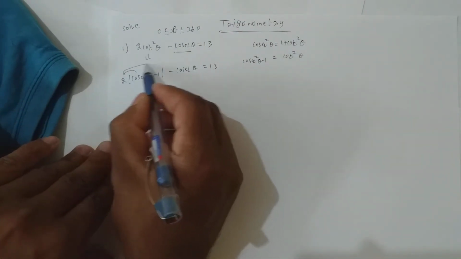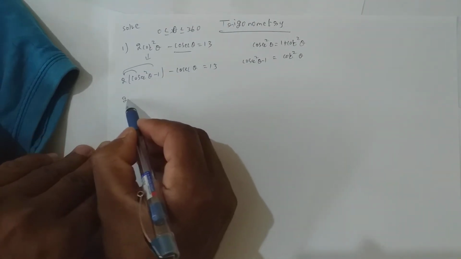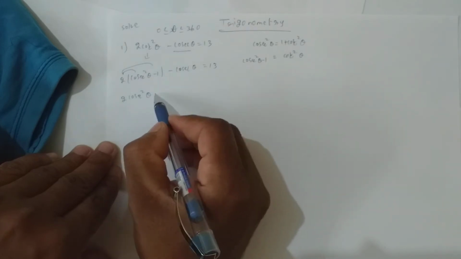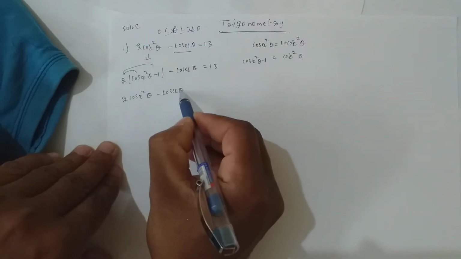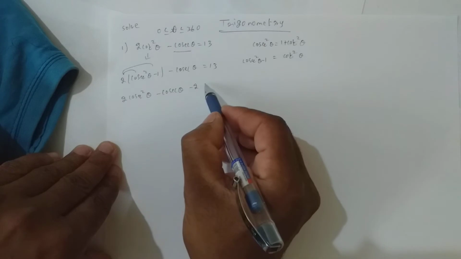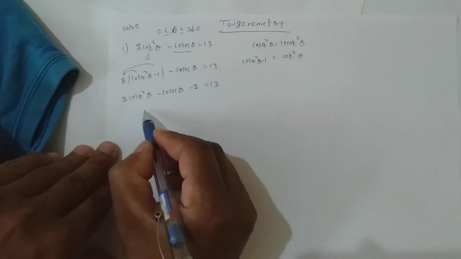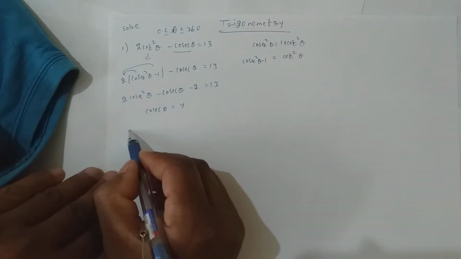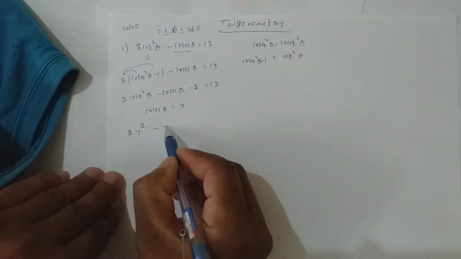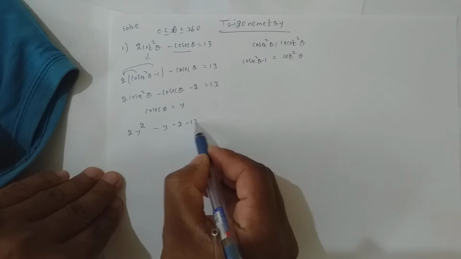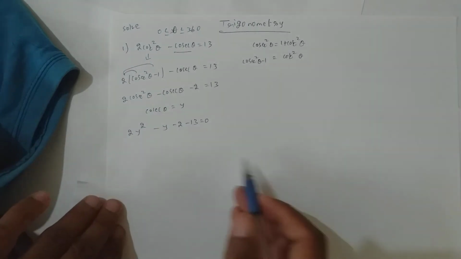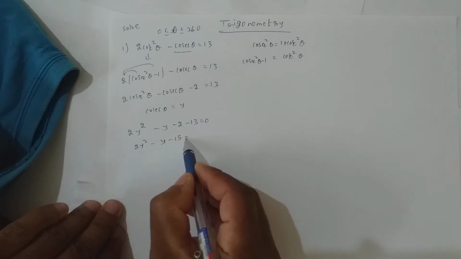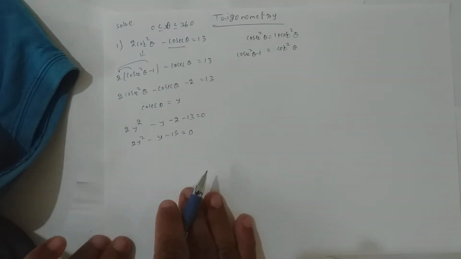Now multiply with 2. What will you get? 2 cosecant square theta minus 2. I write minus cosecant theta first, minus 2 equal to 13. I take cosecant theta to be y. Then it becomes 2y square minus y minus 2 minus 13 equal to 0. I brought 13 this side. So finally my quadratic equation is this one.